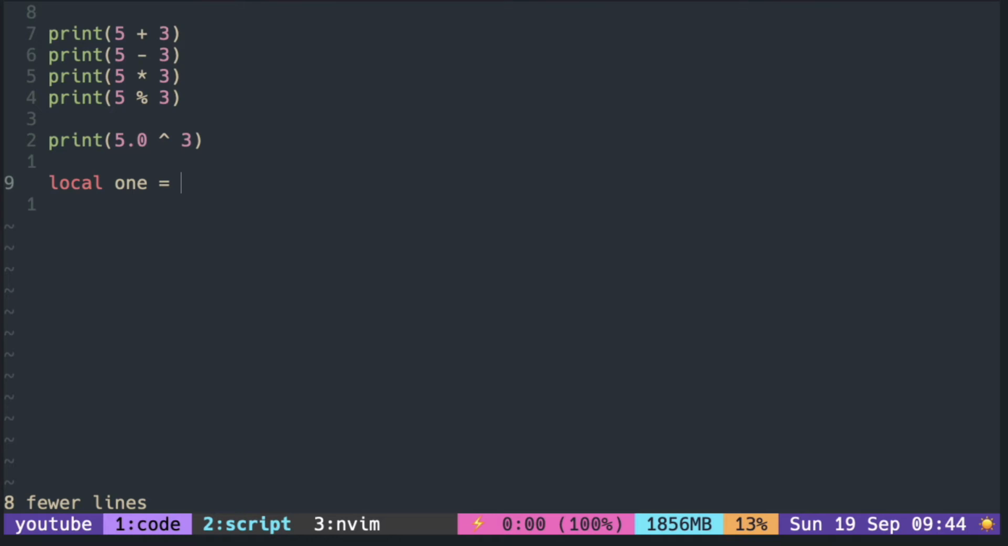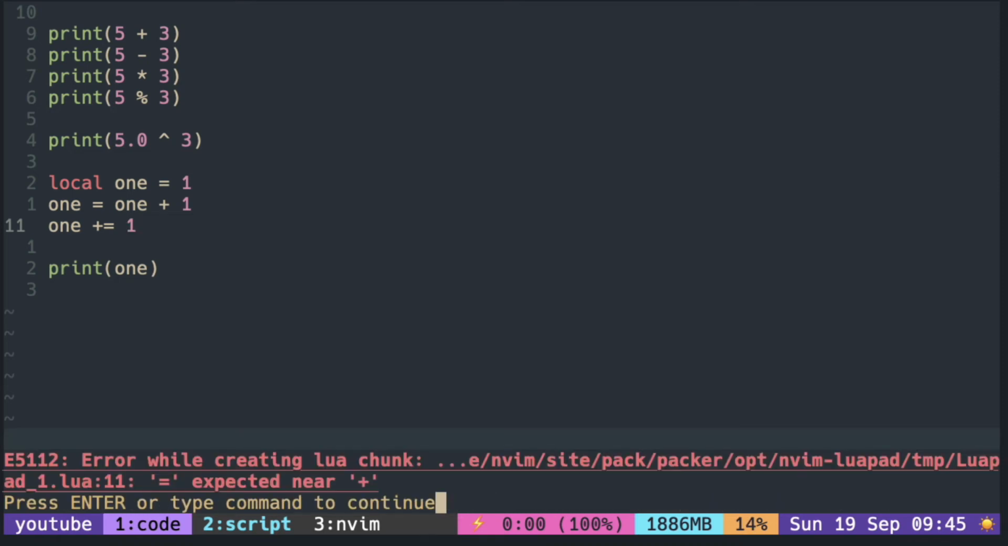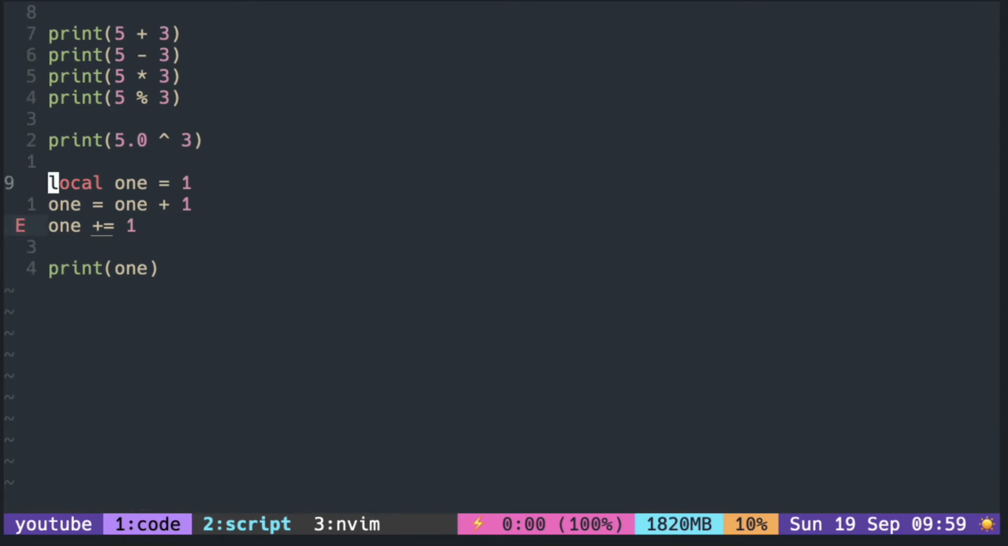Unfortunately, we cannot do the shorthand assignment with operator and equal. And the increment does not work either.